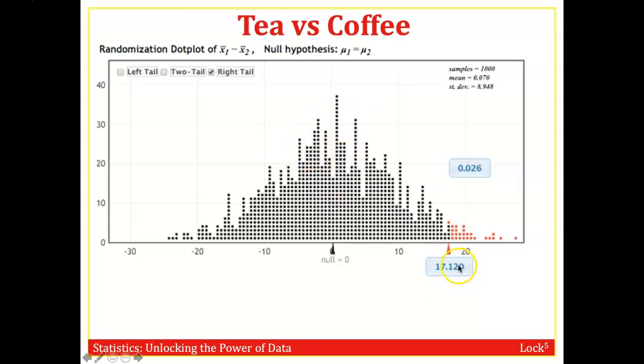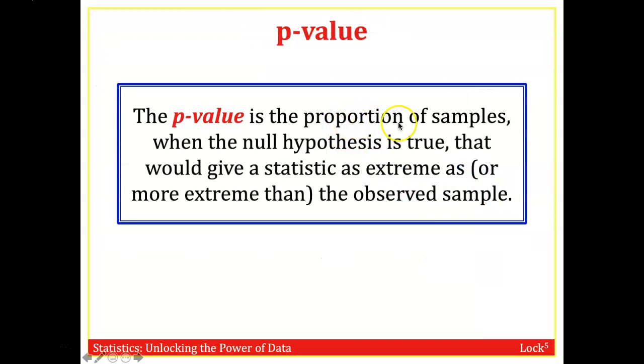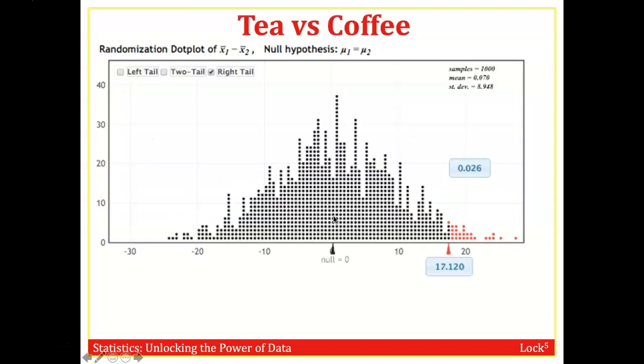We've identified where the observed statistic is. Now, using the StatKey tool, we'll see that we can click on right tail to find out how extreme it is in this direction. And the way we're going to measure how extreme it is, again, is the proportion that are as extreme or more extreme than the observed sample. We want to know how far out in the tail it is.